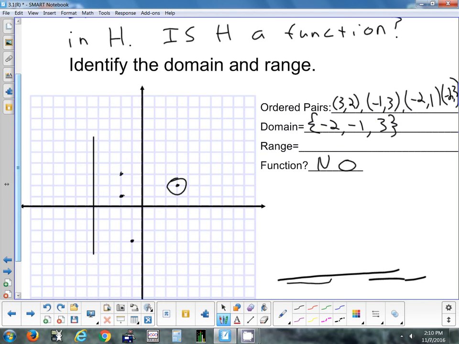What's the range here? Emily? It's 1, 2, 2, 3, and 3. Now, if I asked you, the number 3 repeats, would that be a problem if I asked you if that was a function? Yes, because the number 3 repeats. It's here, and it's there. Does that matter?